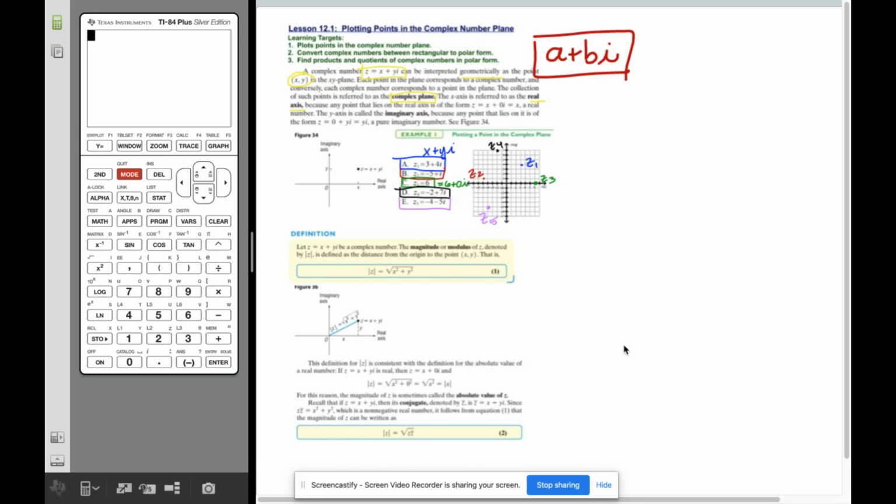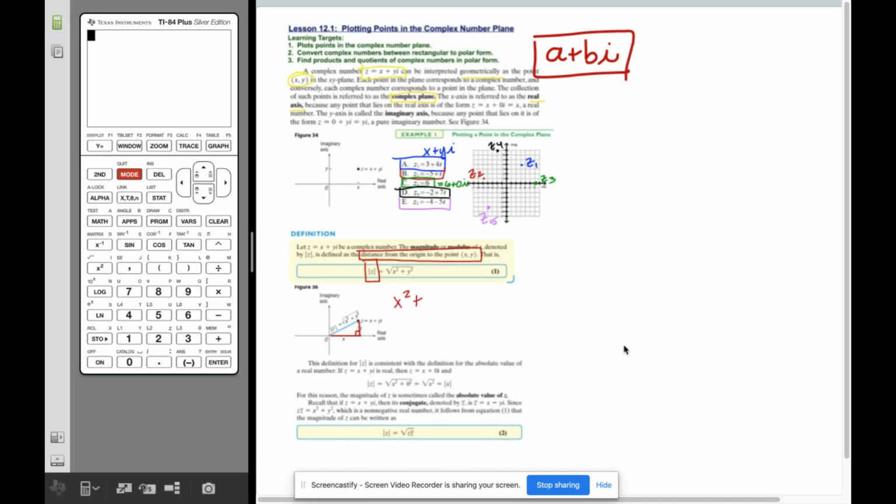Now, any point on the complex number plane has what's called a magnitude or a modulus, and the notation for that modulus looks like this. It looks like an absolute value, but it's actually called the magnitude or the modulus, and the definition is the distance from the origin to that point. To figure that out, just like we've done many times, the Pythagorean theorem is involved. If you go x to the right and y up, you have a right triangle.